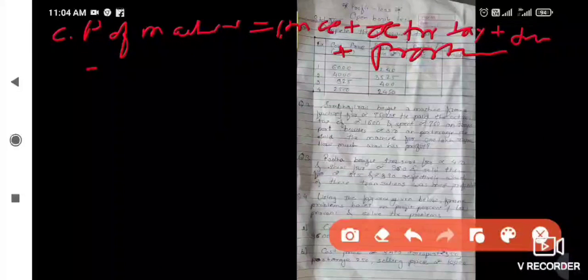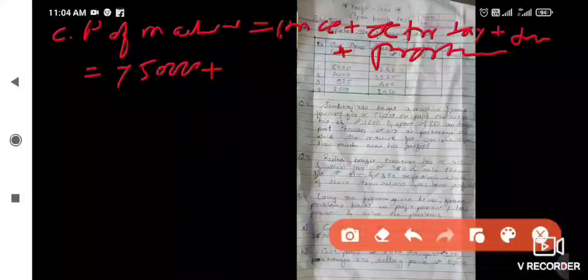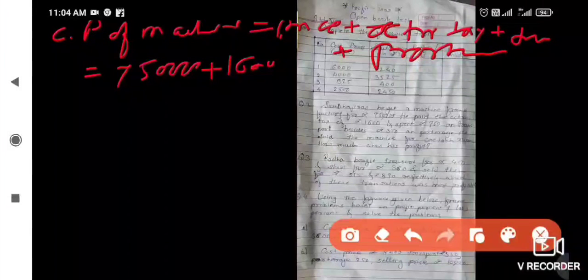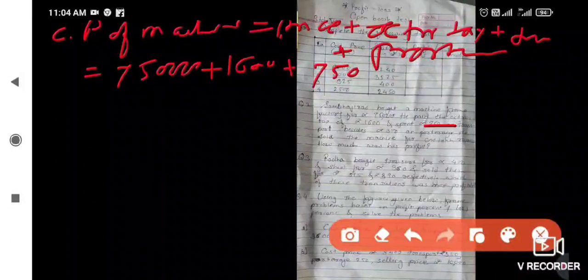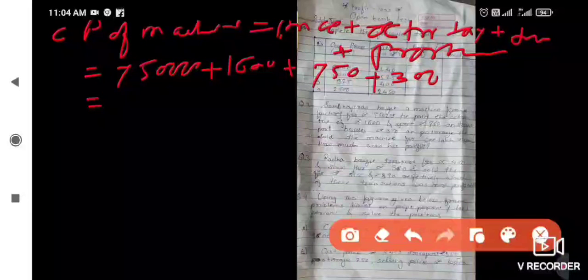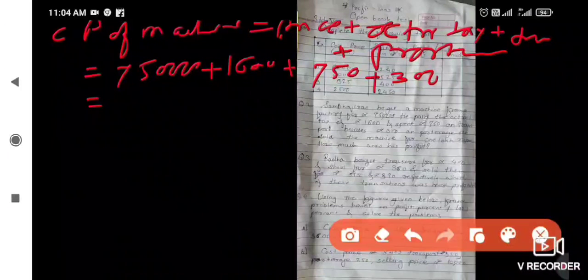So here I am going to add the actual price of the machine, that is 75,000. Plus how much is the tax, that is 1600. Then how much did he spend on transport? 750 rupees he paid for that transport. And again, 300 rupees is the porterage charge. Let's add all this.